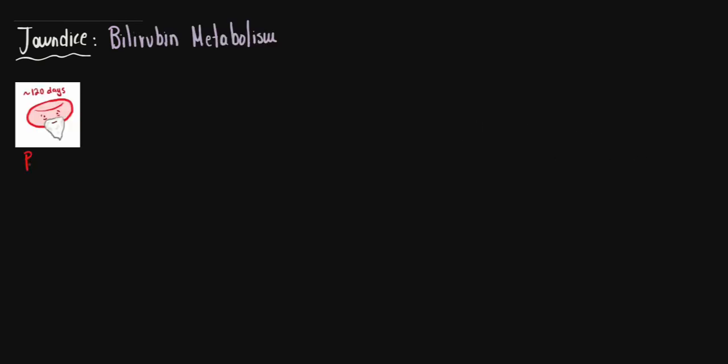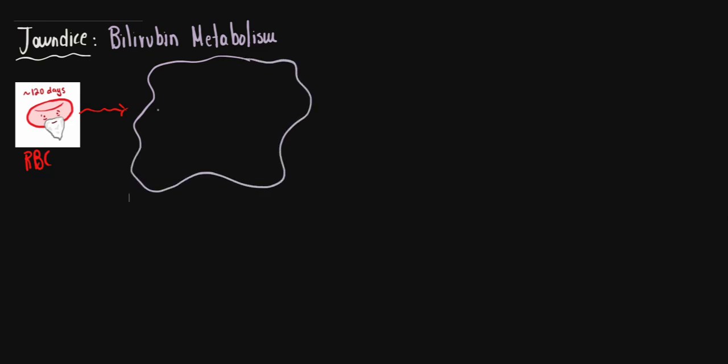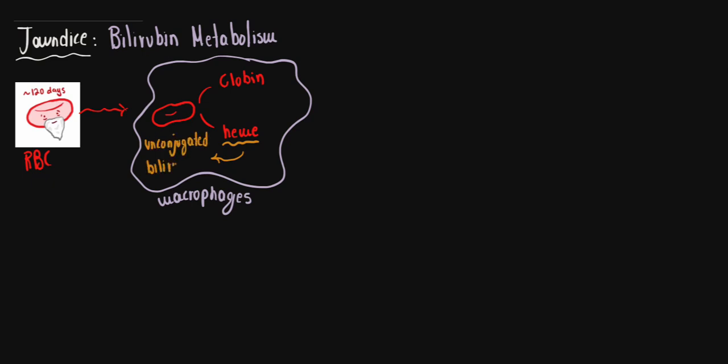So it all starts with red blood cells that are about to die after about 120 days. These red blood cells, when they're about to die, get phagocytosed by macrophages. So these big cells, macrophages, eat red blood cells and dissolve hemoglobin into globin and heme. So heme and globin. From these two, heme actually gets further metabolized and becomes what we call unconjugated bilirubin. So this is unconjugated bilirubin.